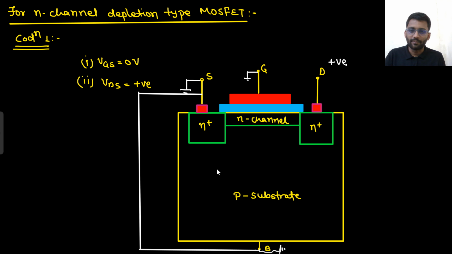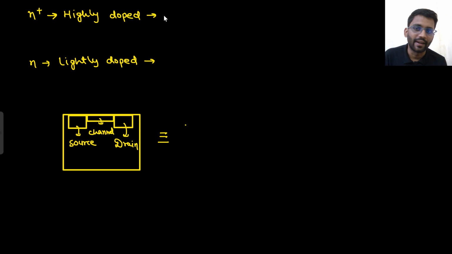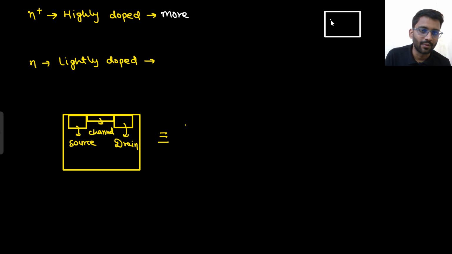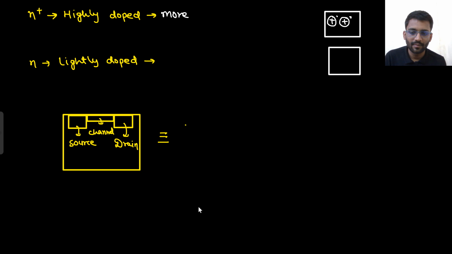Before checking that, let's get the meaning of N plus. What do you mean by N plus? Plus means it is highly doped, and highly doped means more conductivity. By the way, what is N-type semiconductor? This is N-type semiconductor. I hope you remember it because in the initial lecture we studied it. And P-type is this. In N-type we get electrons, and in P-type we get holes. We studied it in the diode circuit.